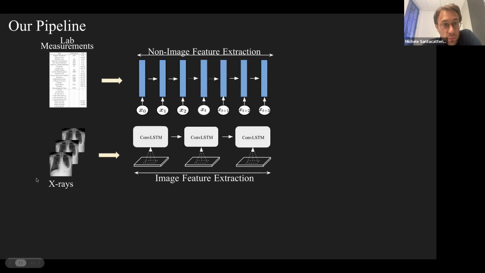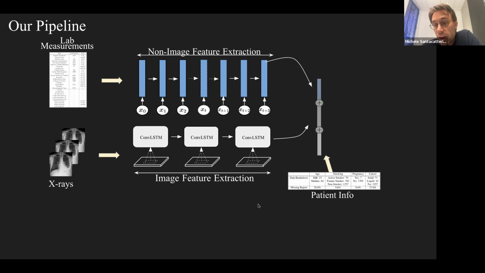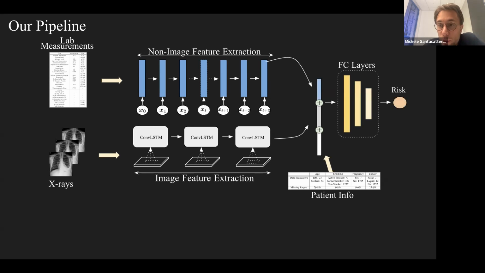Our pipeline was the following. We had, as I mentioned before, lab measurements over time and X-rays over time. We extract features from lab measurements using an RNN LSTM, and then we use a convolutional LSTM for the image feature extraction. Then we added the patient info, fed everything into fully connected layers, and then predicted our risk function. And once we had our risk function, we could compute our Cox model, our hazard in this case, estimate that, and obtain the survival curve.